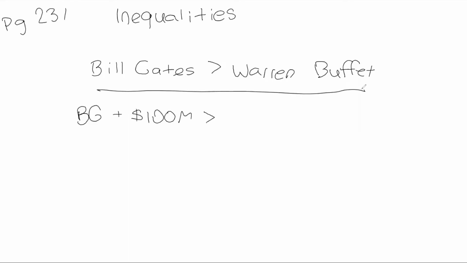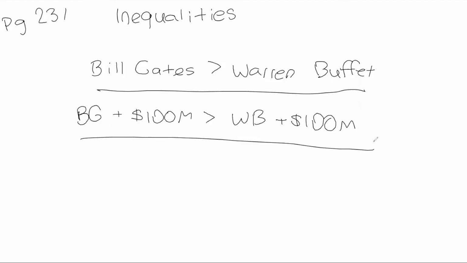We know that this is a true statement. We want to discuss if the bottom one is also going to be true. So we have Warren Buffett, which is also going to be increased by a cool 100 million. So what do you guys think? Do you guys think if we add 100 million to both of these, this is still going to be a true statement? Yeah, I think so. Yes, absolutely, because if Bill Gates has more money than Warren Buffett, if you add the same amount to both, the numbers won't be the same, but the relationship will be.